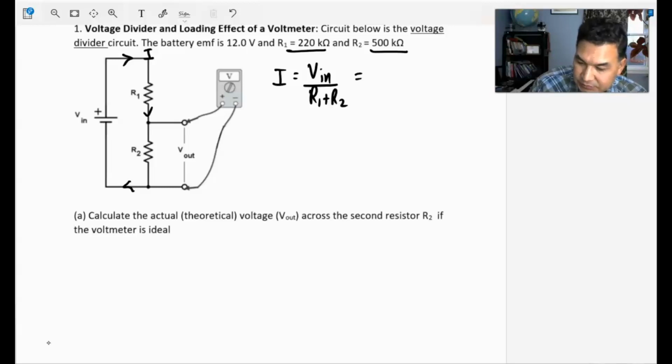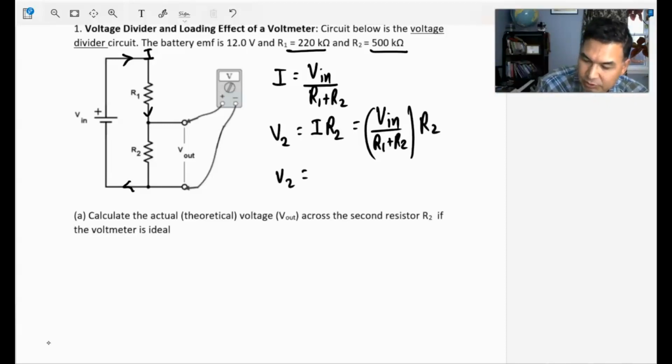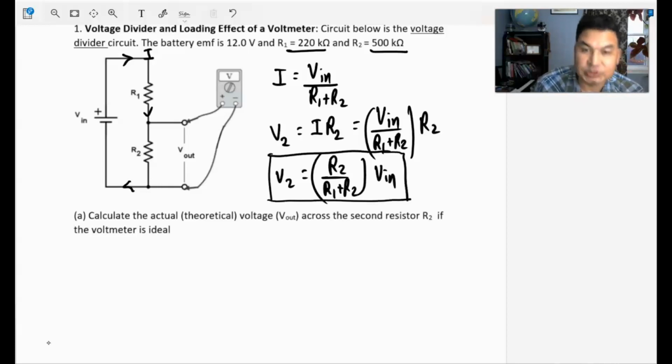So it's 12 volts divided by R1 plus R2. First I'm going to solve it in terms of symbols, and then we will put in the numbers. We're solving for V2, which is the voltage across the second resistor, right? That's I times R2, just Ohm's law. So I is V in divided by R1 plus R2, times R2. So V2 is going to be R2 divided by R1 plus R2 times the total battery voltage. You can directly use this for any voltage divider circuit if you want to find the voltage across the second resistor.